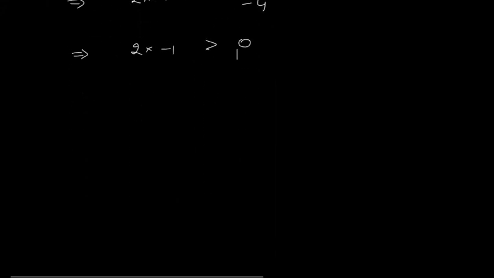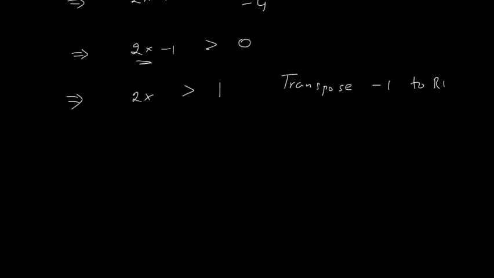Next what you will do, now 2x minus 1 greater than 0. 2x you have to keep here as it is, then this minus 1 will transpose and it will become plus 1. So you can write transpose minus 1 to RHS, right hand side, or you can say add 1 on both the sides, and finally your x will become greater than 1 by 2, because we have divided x by 2.